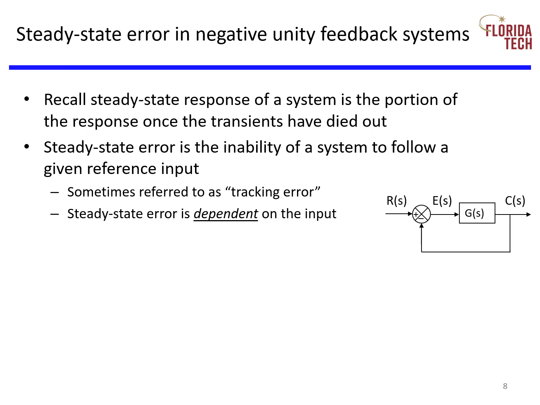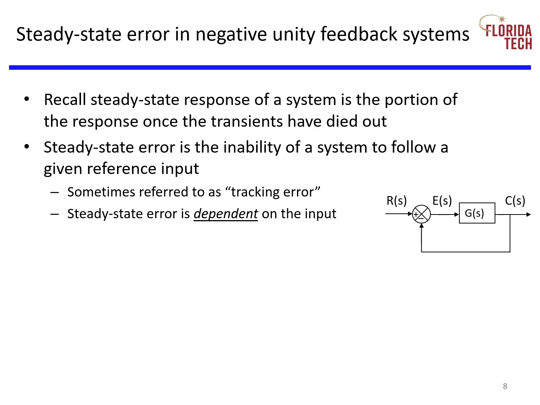Recall that the steady state response of a system is that portion of the response that remains after the transients have died out. So, we're looking far downstream in the response timeline. Steady state error is the inability of our system to follow or achieve what we asked for in our reference input. This is sometimes referred to as tracking error. It turns out that the steady state error will be dependent on the kind of reference input we use.